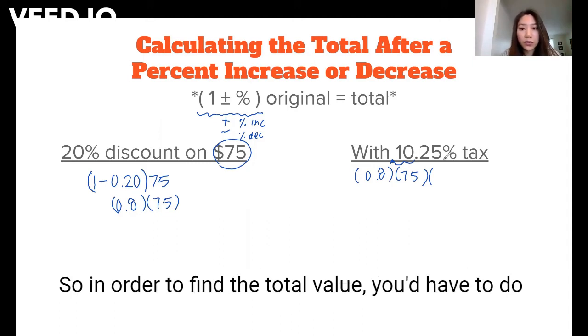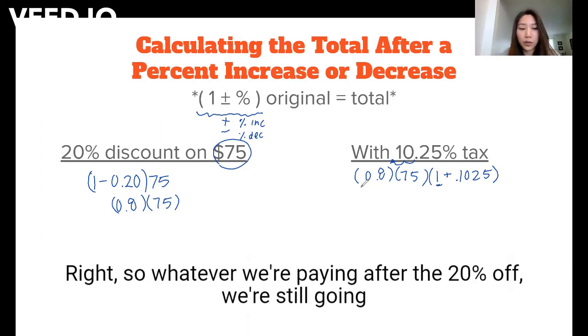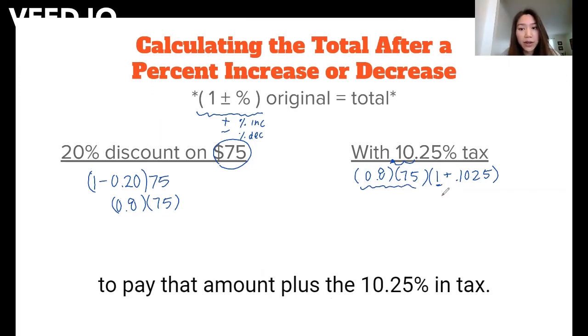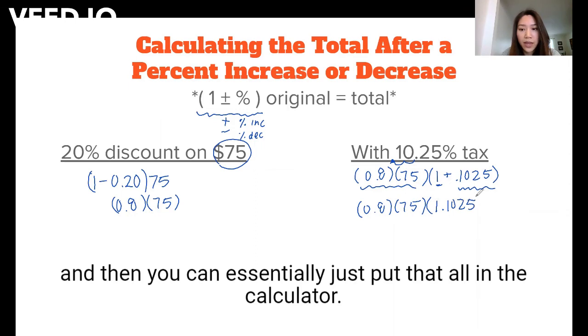So in order to find the total value, you'd have to do 1 plus the 0.1025. The 1 represents that you're keeping the same value as the original, right? So whatever we're paying after the 20% off, we're still going to pay that amount plus the 10.25% in tax. Okay, so then you would have 0.8 times 75 times 1.1025. And then you can essentially just put that all in the calculator.